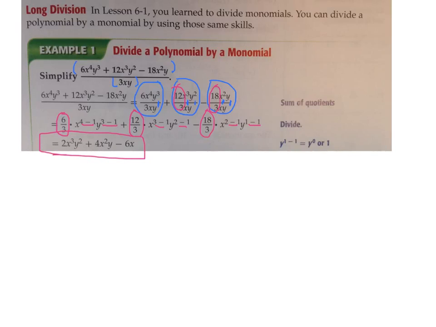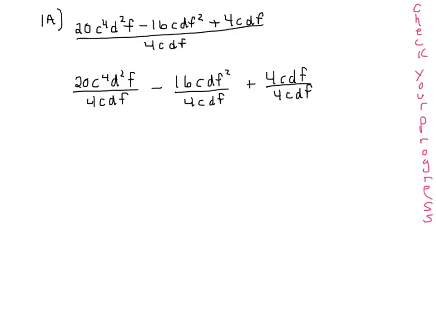All right, check your progress. 1A was a little bit tricky. Okay, right away in check your progress 1A, if you ran into something a little different, they did throw something at you a little different. I want to just go over it really quickly.